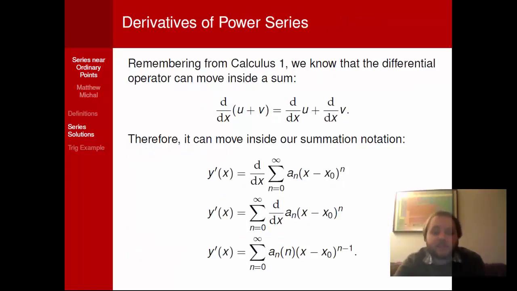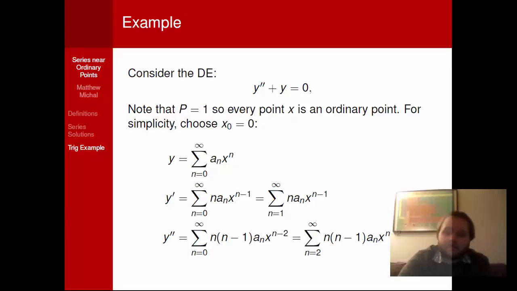it's easy enough to take derivatives. We did this in Calc 1. We can make the derivative operator move inside of a sum, and since the sigma is just an infinite number of things added together, just move the derivative inside, and it's just a simple power rule. Move the n out front, and the exponent is now n minus 1.